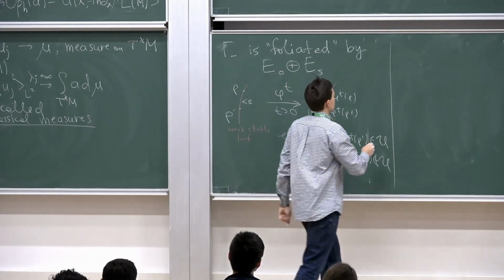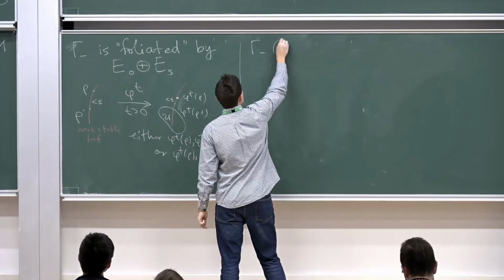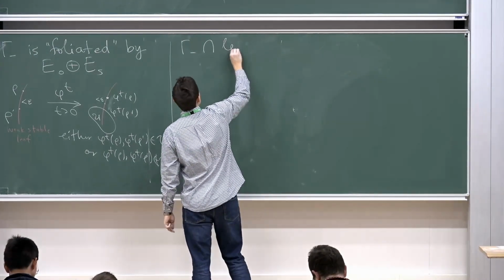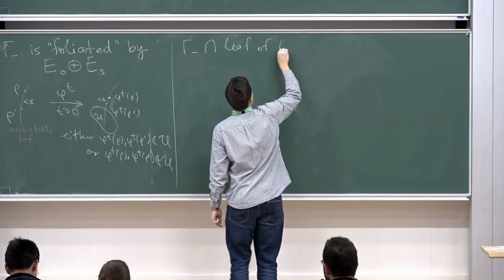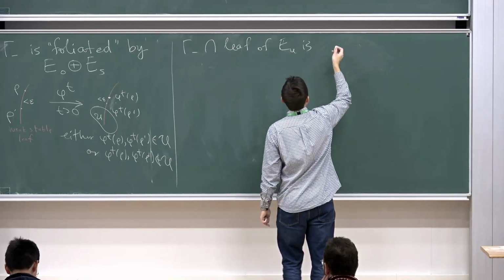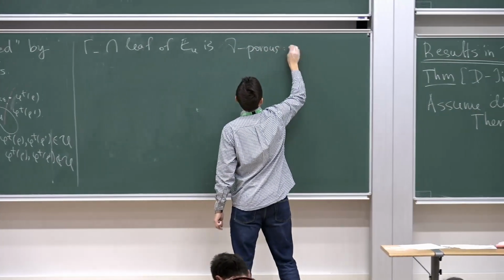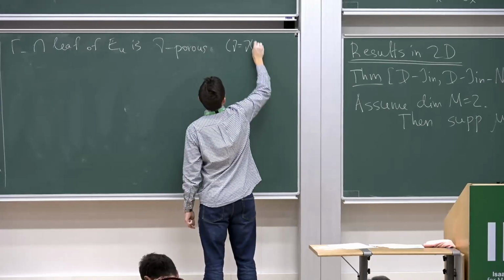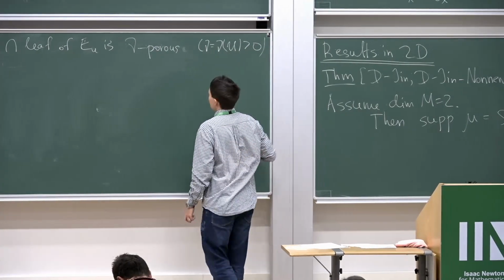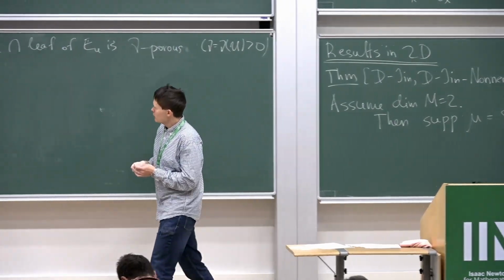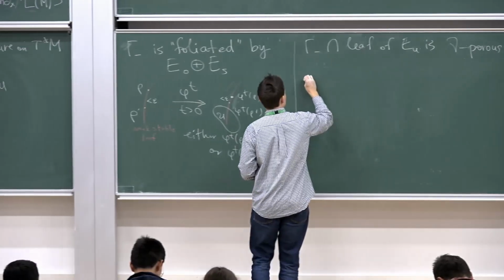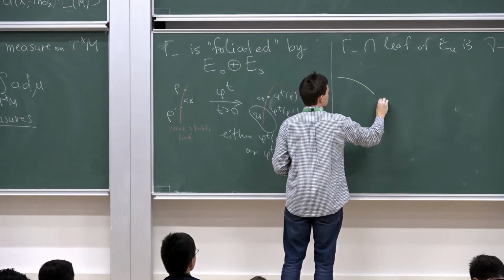What about the other direction? Well, gamma minus intersected with an unstable leaf is actually porous. That's the key property of that set. And to show that, I'm going to do the following. So I'm going to draw now an unstable leaf.